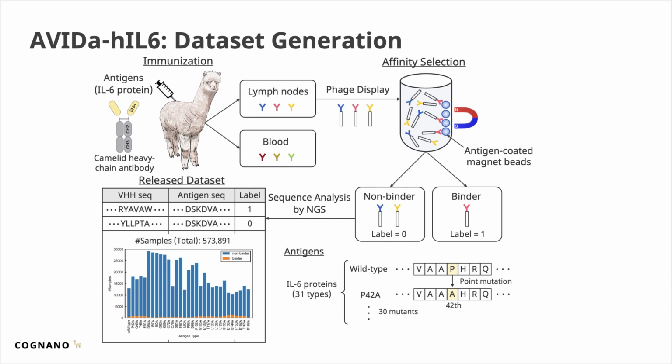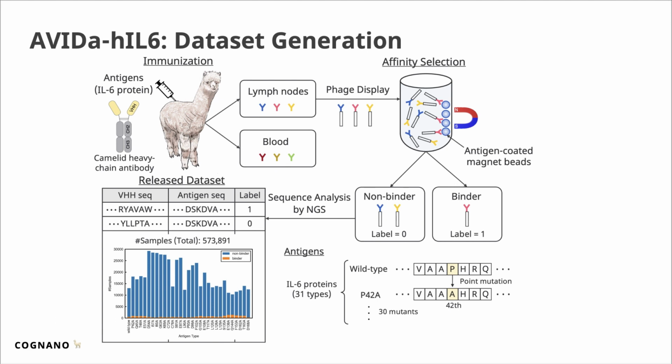In our data generation process, we first immunize an alpaca with a human IL-6 protein that we use as a target antigen. After immunization, lymph nodes and blood samples were collected from the alpaca's body. Then we performed an affinity selection to distinguish between VHHs that bind to IL-6 protein and those that do not. The resulting dataset contains the amino acid sequences of the IL-6 protein and the VHHs and the binary labels for binder or non-binder.